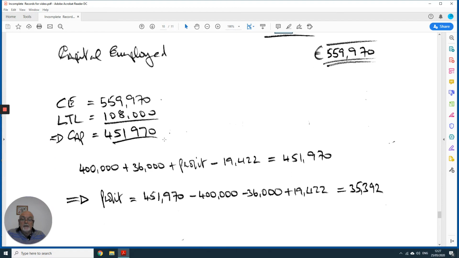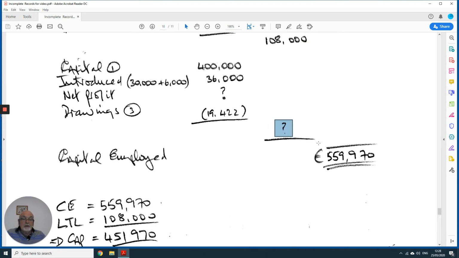So again, the original capital plus the capital introduced plus the profit less the drawings must be 451,970. So using your arithmetic, leave the profit here on the left, bring the 400,000 and the 36,000 and the minus 19,422 to the other side, changing their signs as you know, and it means that our net profit is 35,392. And you would fill those figures in here where the question marks are in the balance sheet.